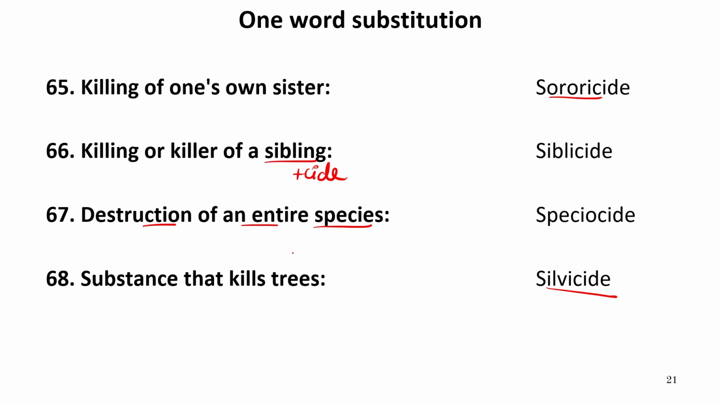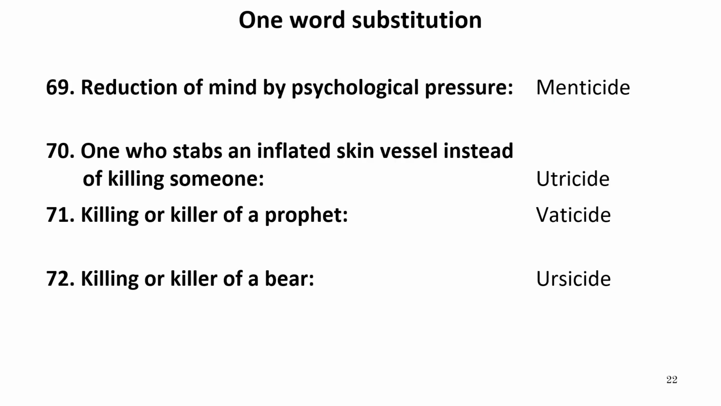Then substance that kills trees, this is known as sylvicide. And when we learnt that killing of plants, that is known as herbicide. And if we are saying that killing of trees, or you can say substance that kills trees, that is known as sylvicide. Now, it is not like killing or stabbing the trees. You can say that is destroying the trees. That is also known as sylvicide. Now, maybe it is not a person, it is a kind of thing, a substance that is just destroying the trees. Now, let us move to the next one.